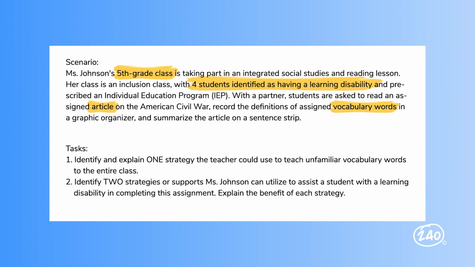Here are our tasks. Identify and explain one strategy the teacher could use to teach unfamiliar vocabulary words to the entire class. And identify 2 strategies or supports Ms. Johnson can utilize to assist a student with a learning disability in completing this assignment. Explain the benefit of each strategy. I recommend writing 1 or 2 paragraphs for each task. Be concise and get right to the point because you'll only have a few minutes for each one.